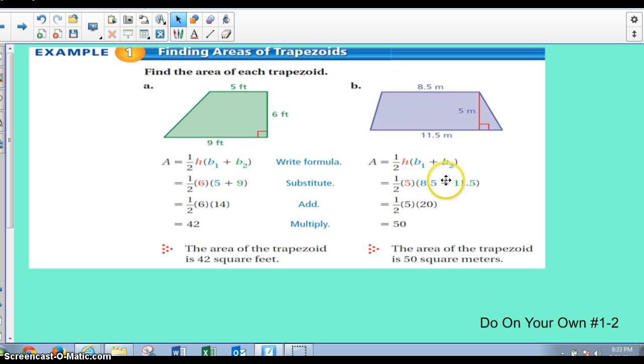Do this work first. You get 20. Then you have to do 1/2 5 times 20. Okay, 5 times 20 obviously is 100 because they did this first, and then they took half of that. It makes a difference to follow your PEMDAS. If you don't follow the PEMDAS, doing your parentheses first, then your multiplication, then you're going to get a wrong answer. At this point, I want you to do the on your own numbers 1 and 2. Come back when you've completed it.